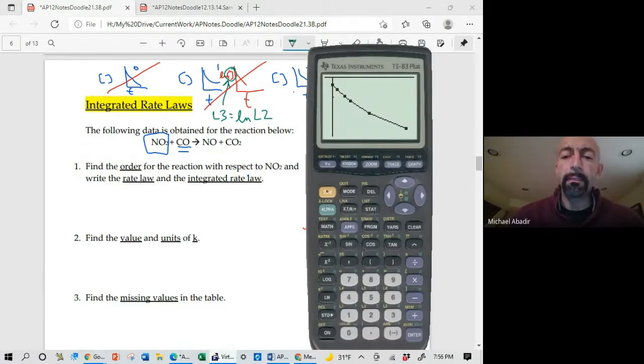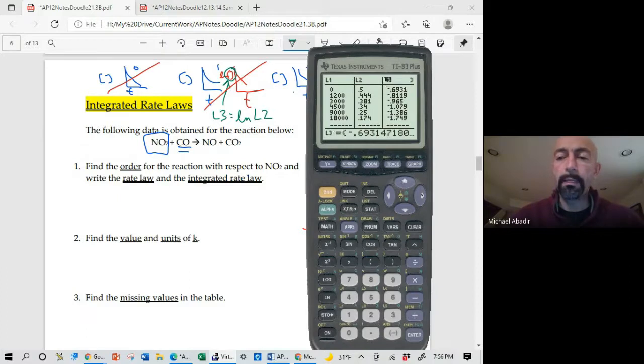So we're going to hit stat, and we're going to hit edit again. And we're going to go to list 4. So highlight list 4 with your arrow key, get to list 4, hit enter. It allows you to type on the bottom. You're going to take 1 divided by, again, list 2. So second 2, enter. And it does it all for you. So those numbers are all 1 over the concentration.